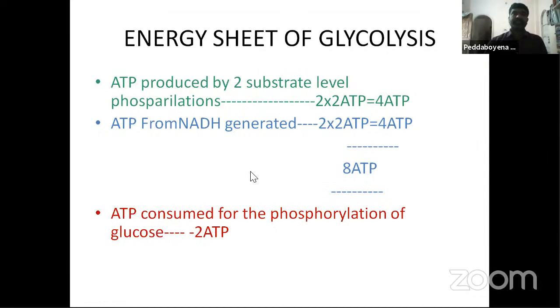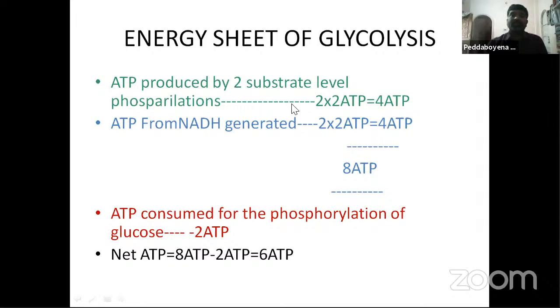And next, consumed ATP. The first process consumes 2 ATP. So that's why the net ATP is 8 ATPs minus 2 ATP. 2 are consumed, 8 ATPs are formed.